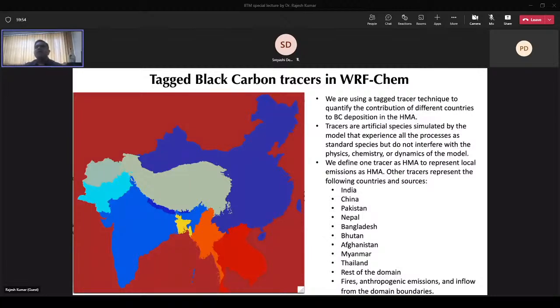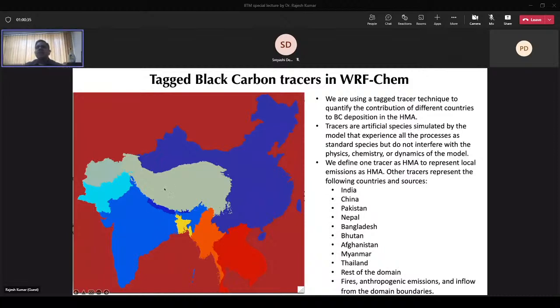Now, one thing I would like to tell you is that these tracers are artificial species added to the model that experience all the processes that standard species do: emissions, transport, deposition, and chemistry. But they do not interfere with the physics, chemistry, or dynamics of the model. So basically, you can relate it to a color scheme where you are tracking black carbon emitted from India as a different color, black carbon emitted from China as a different color, but at the end of the day, they all contribute to the total black carbon simulated by the model.